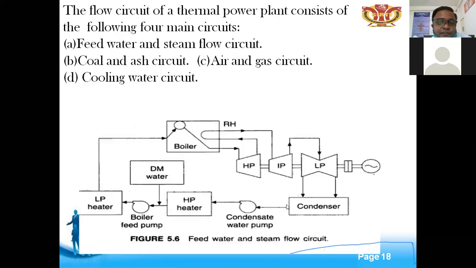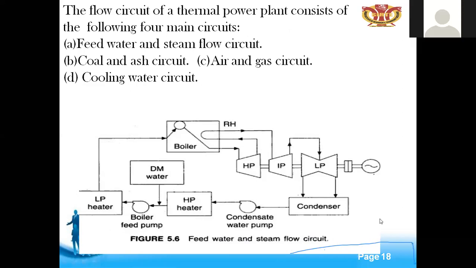The flow circuit of a thermal power plant consists of the following circuits. First is the feed water and the steam flow circuit, second is the coal and the ash circuit, third is the air and the gas circuit, and fourth is the cooling water circuit. This is the feed water and the steam flow circuit. This is the first system where the feed water and steam flow is described in the diagram or in the layout.